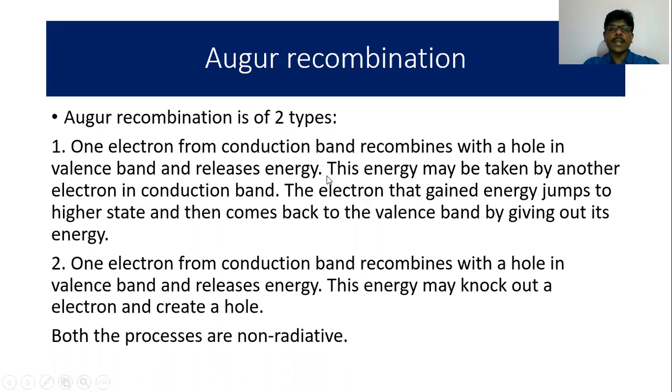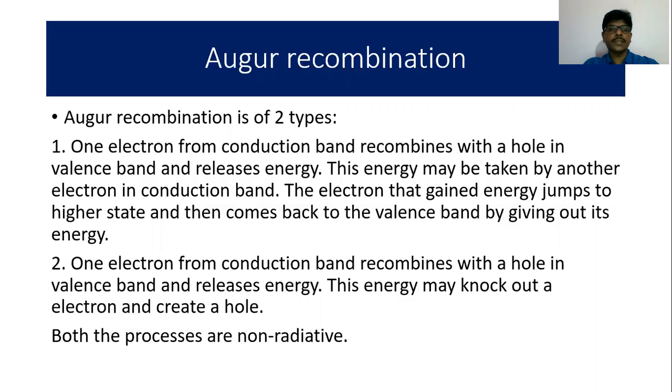One electron from the conduction band recombines with a hole in the valence band and releases energy. This energy may be taken by another electron in the conduction band. These are all free electrons. The electron that gained energy jumps to a higher state and then comes back to the valence band by giving out its energy. So in this case, the energy is transferred to another free electron in the conduction band.